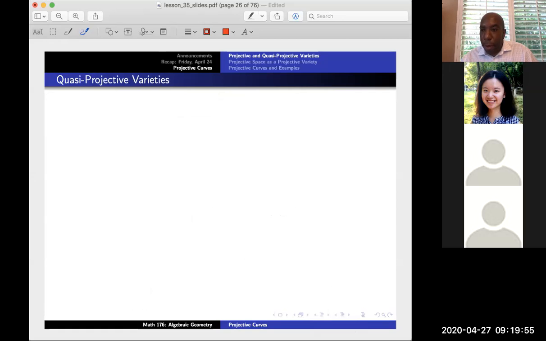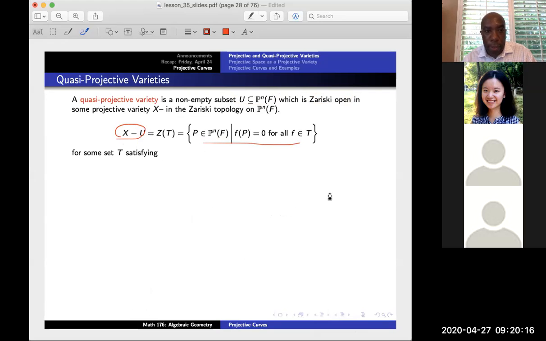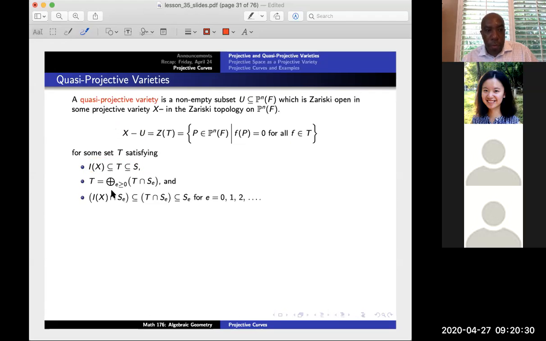Now we have a similar idea for quasi-projective varieties, and this is a non-empty subset which is Zariski open in some projective variety. So simply put, the complement for some projective variety X should be the following zero set. And this T here, of course, should be a homogeneous set. But we want it to be a homogeneous set that contains this prime ideal I_X.